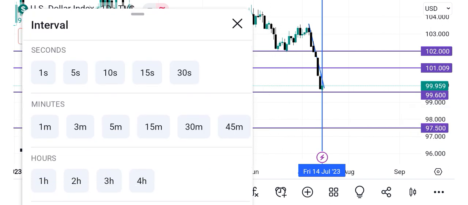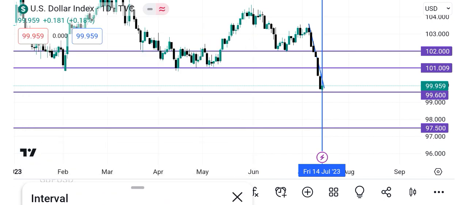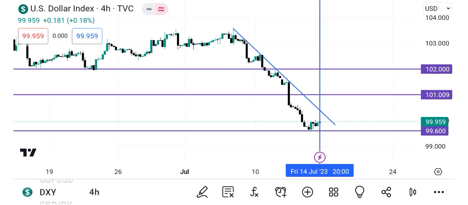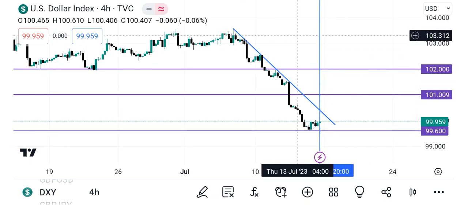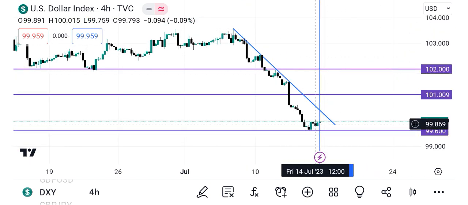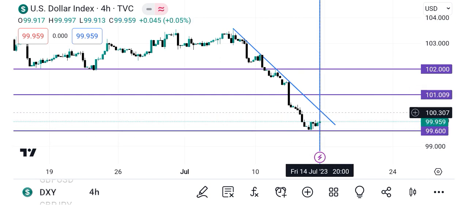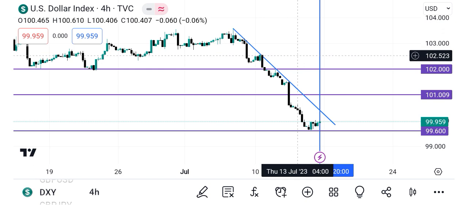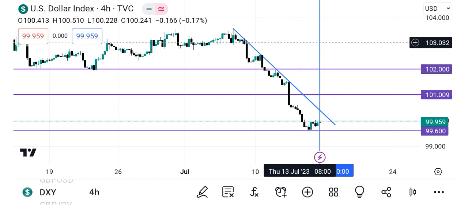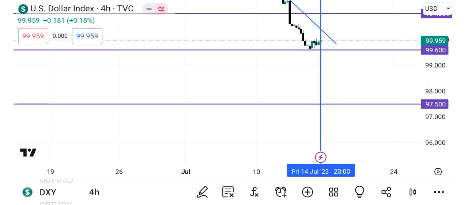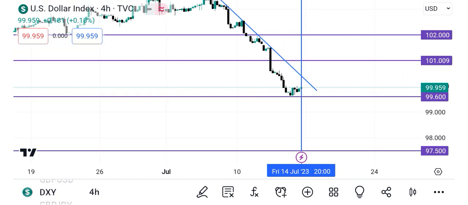But if at all we're going to say that this DXY dollar index is going up, then it has to break this counter trend line here. And if it breaks this counter trend line, somewhere above, if price starts trading above 101, then we can expect it to go all the way back up into 103. However, if it breaks this level, then we should expect price to go down into 97.500.